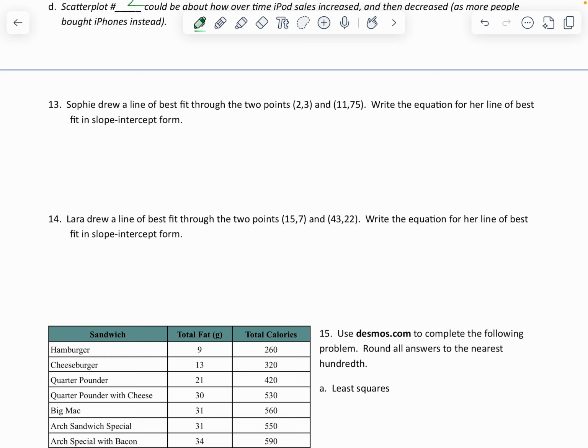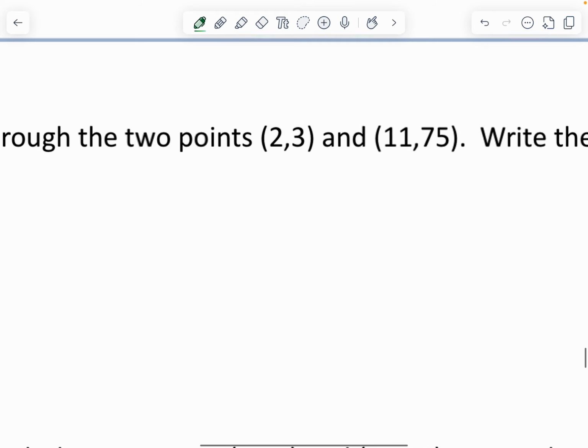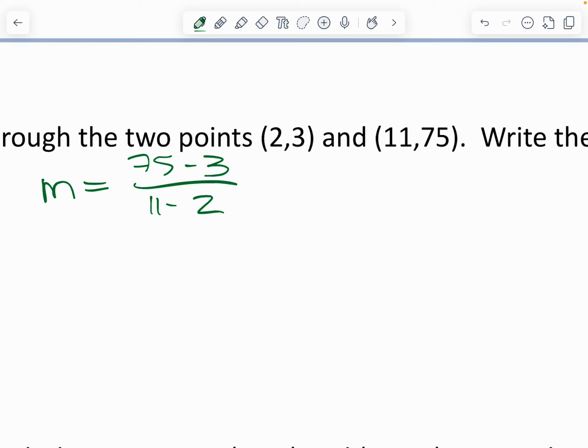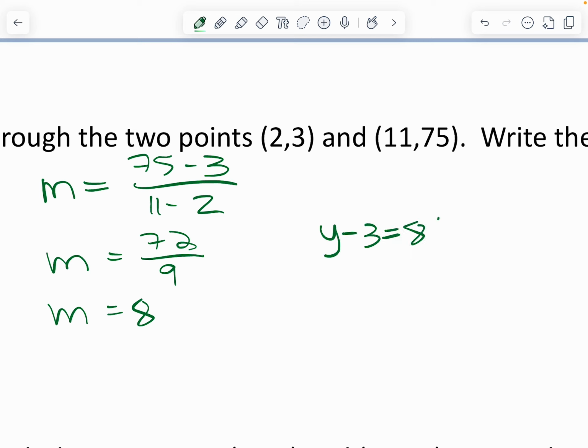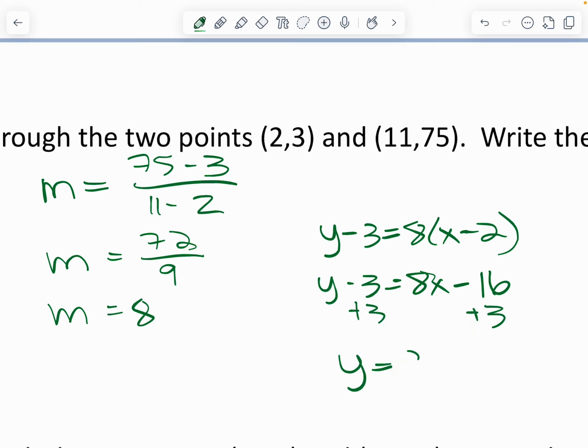Sophie drew a line of best fit with these 2 points. Write the equation of her line of best fit. Okay, so find the slope first. So I'm going to do 75 minus 3 over 11 minus 2. I'm going to get 72 over 9, which is 8. So y minus 3 equals 8 times x minus 2. Y minus 3 equals 8x minus 16. Add 3 to both sides. Y equals 8x minus 13.